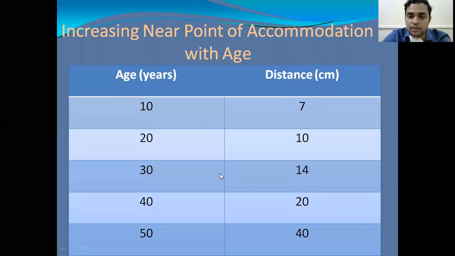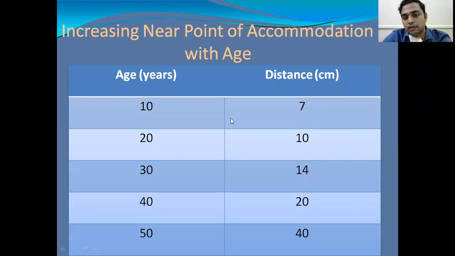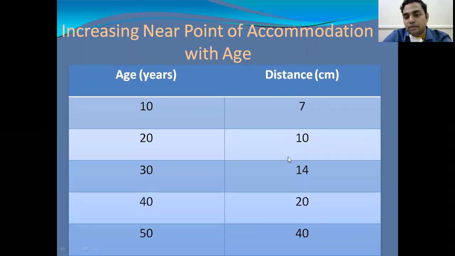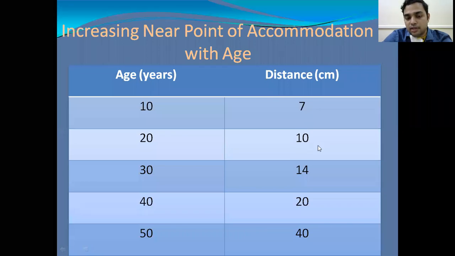By 20 years, the accommodative power decreases, and the near point of accommodation becomes 10 centimeters. So a patient who is 20 years old cannot see an object clearly at 7 centimeters, because with age the distance of the near point of accommodation increases.